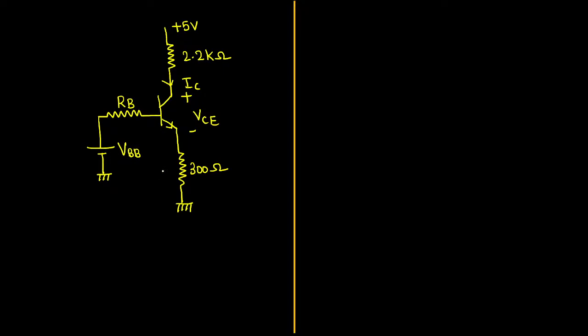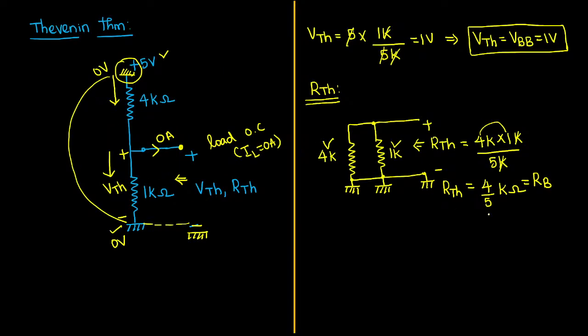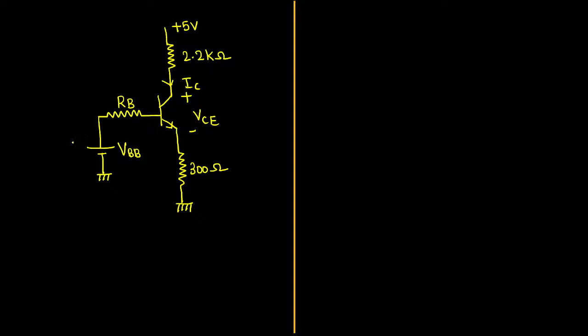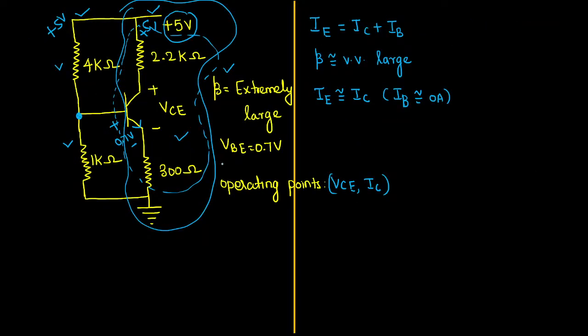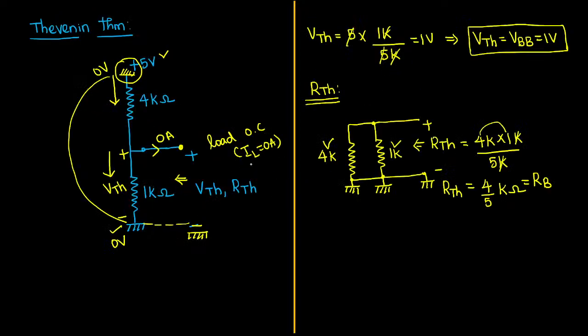Fine, sir. What is the amount? Voltage value is 1 voltage. Resistor is 4 by 5 kilo ohm. So this is 1 voltage. This is 4 by 5 kilo ohm. But this resistor is useless. Why, sir? Because they told that the value of base current is 0 ampere, approximately. How is it possible, sir? They only told beta is extremely very large. But base to emitter voltage is given, right? 0.7 voltage. Let me cross check once. Yes, it is 0.7 voltage only.